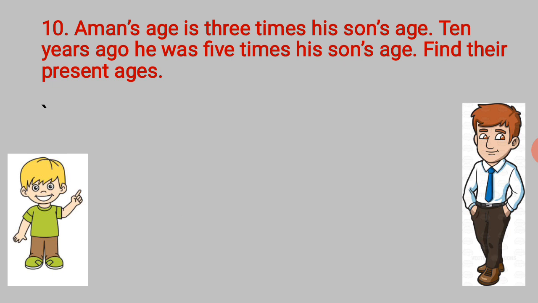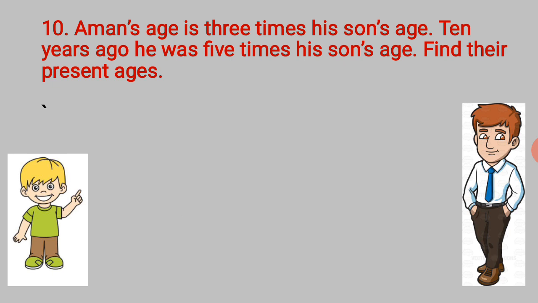Now question number 10. Here again there are two people and we are going to find out their ages. A certain relation is given between the ages. Aman's age is 3 times his son's age. So you can see the son on the left side and Aman on the right-hand side. Now it is told that Aman's age is 3 times his son's age. Whatever the son's age is, if it is 10, his father, that is Aman, will be 30.